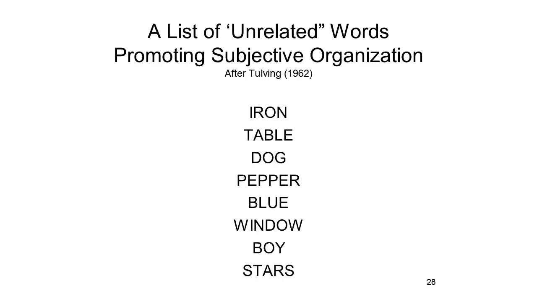Often, this organization takes the form of a story or an image. So, for example, you might have an image of a boy sitting at a table with a dog at his feet. There's a pepper shaker on the table. He's looking out a window through iron bars at the stars in the blue night sky. Somebody else might conjure up some other image. It doesn't really matter what the image is or what the story is, so long as it links all the items together. To the extent that you can do this, impose some subjective organization on the material, you'll remember it better.